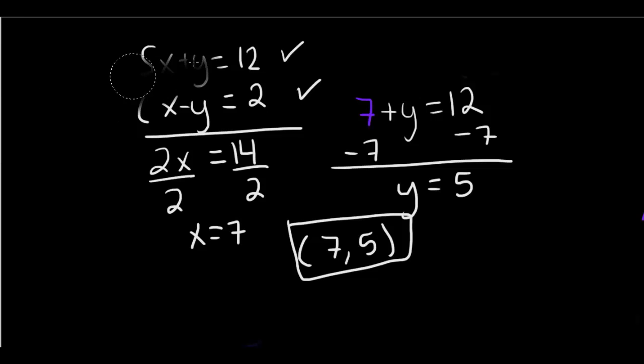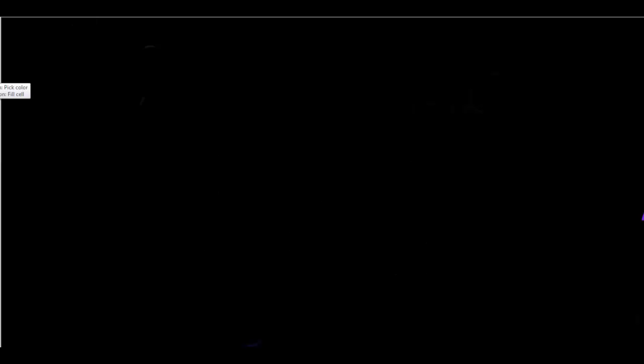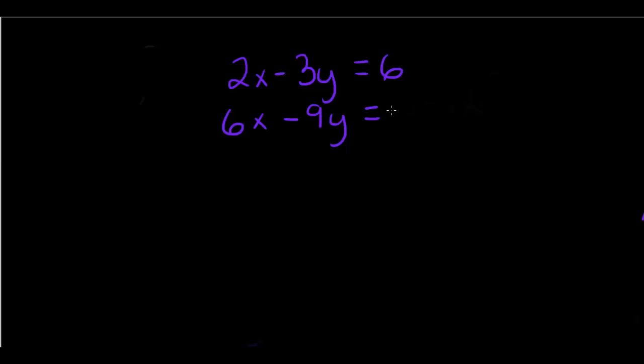Now let's take a look at another example. Sometimes you will have to perform operations to either the first equation, the second one, or both, so you can eliminate one of the variables. Okay. Let's say that I have 2x minus 3y equals 6 and 6x minus 9y equals 9. You see, if I combine them without performing any operations, nothing will go away. So that's not going to help me.